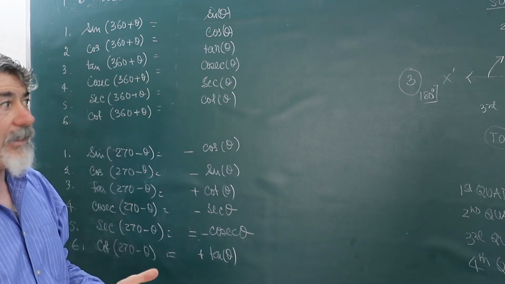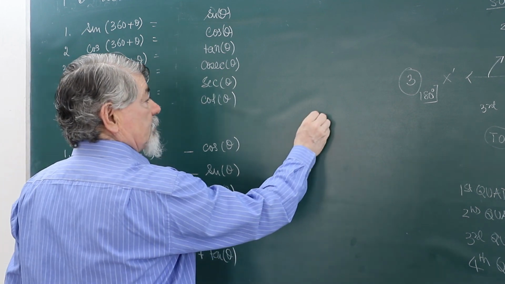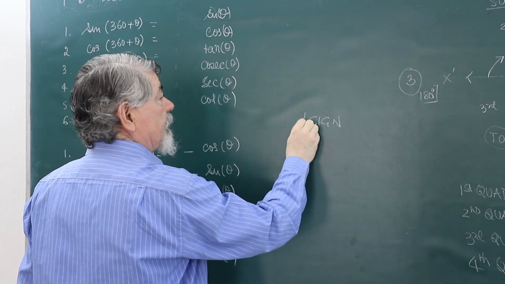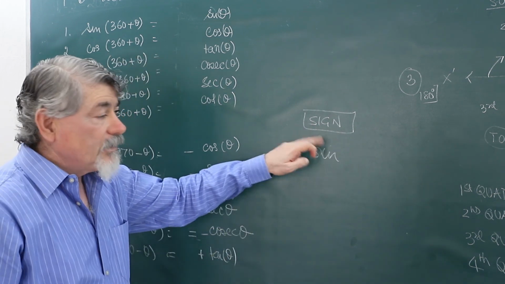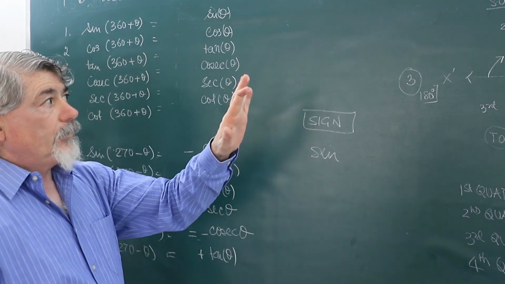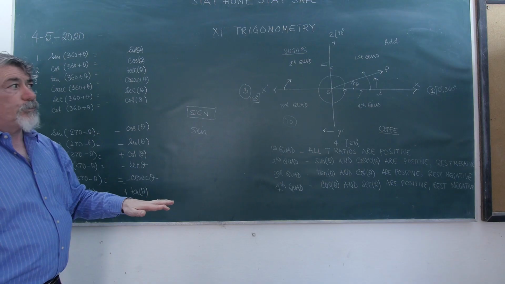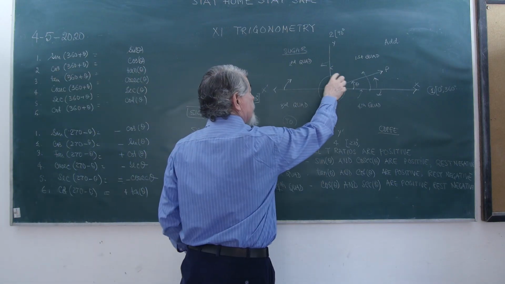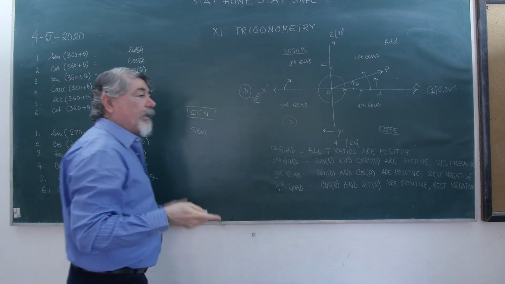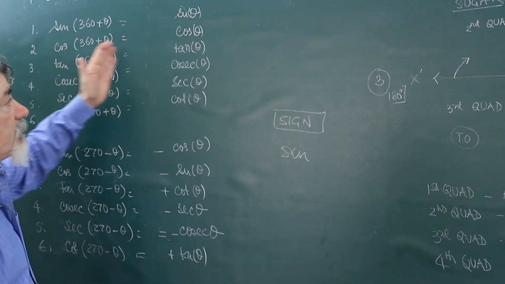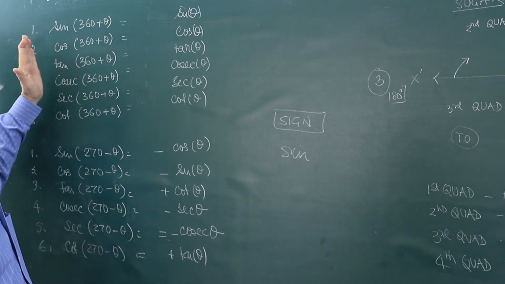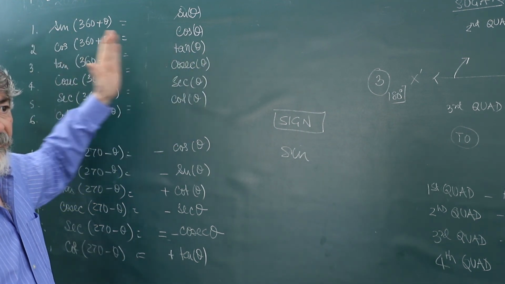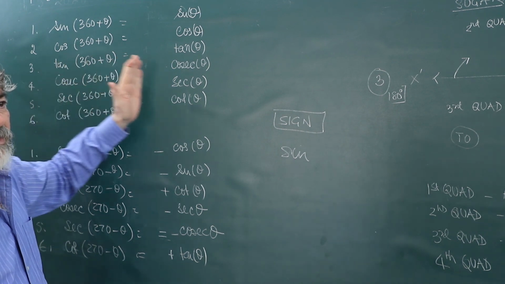And the sign, SIGN, don't confuse it with SIN. Don't confuse it with sine. Sign will depend upon which quadrant it is falling into. Is it falling in the first quadrant, second, third, or fourth? According to that, we will allot the sign to the result. And from the left hand side, not from the right hand side. From the left side, we allot the sign.